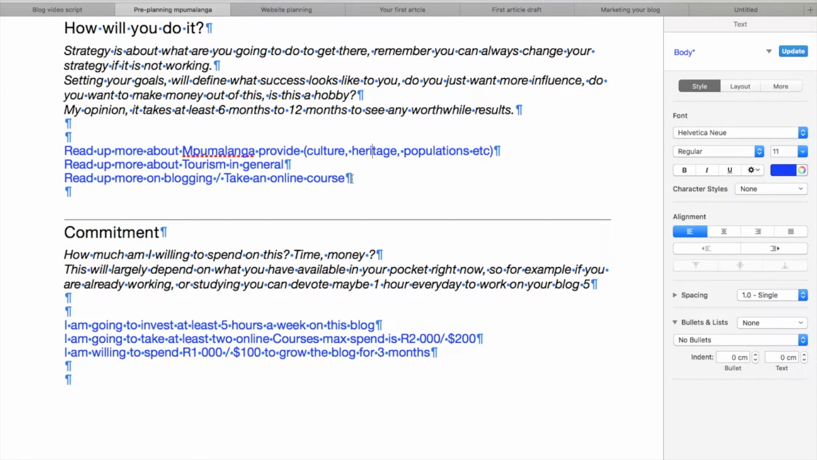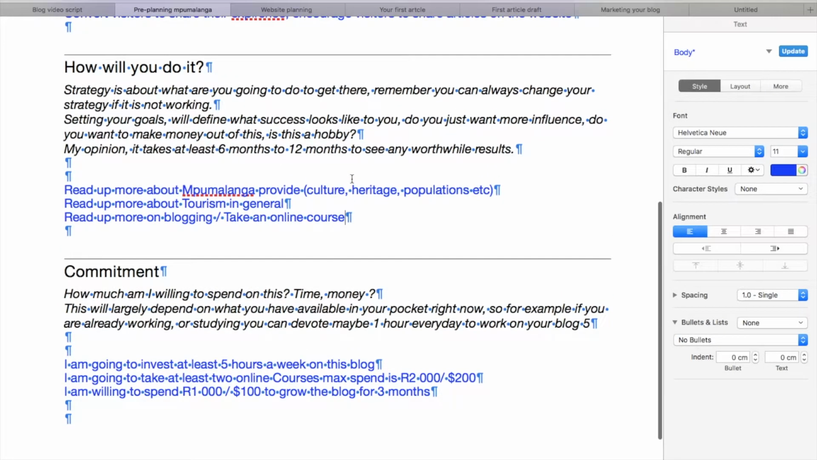Then the third thing that I said I'm going to do as part of my strategy is that I'm going to read up more about blogging. So I need to find out what are the things that I need to do in order to meet my goals. I'm going to take up an online course like you're doing right now. Take an online course, just familiarize yourself with how you can create this blog.